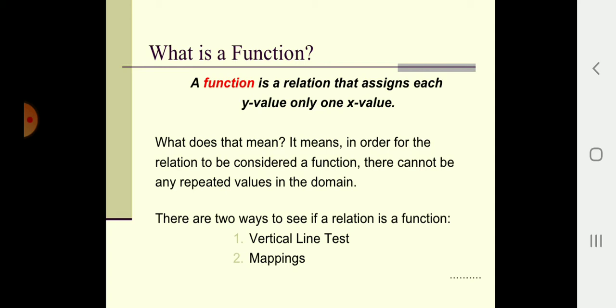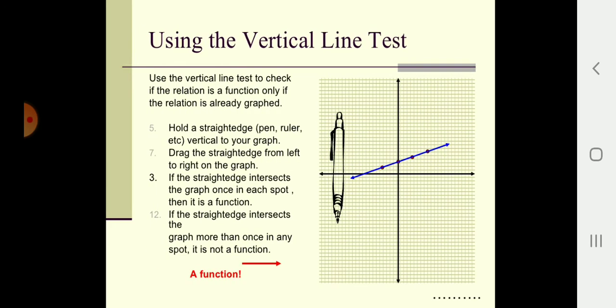Number one, the vertical line test. Number two, mapping. Use the vertical line test to check if the relation is a function only if the relation is graphed, so that you can see that there is a graph.